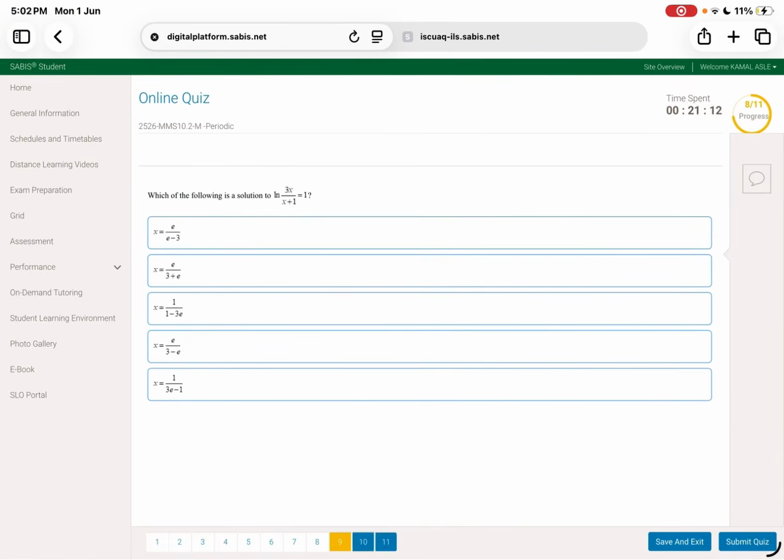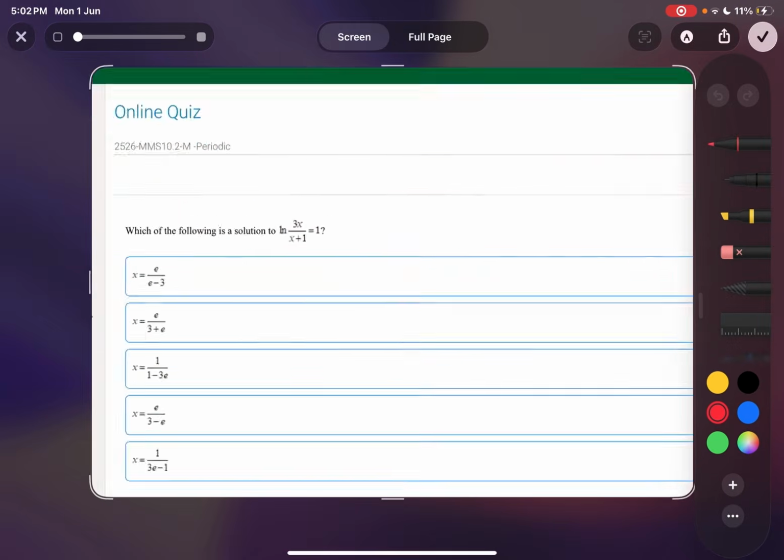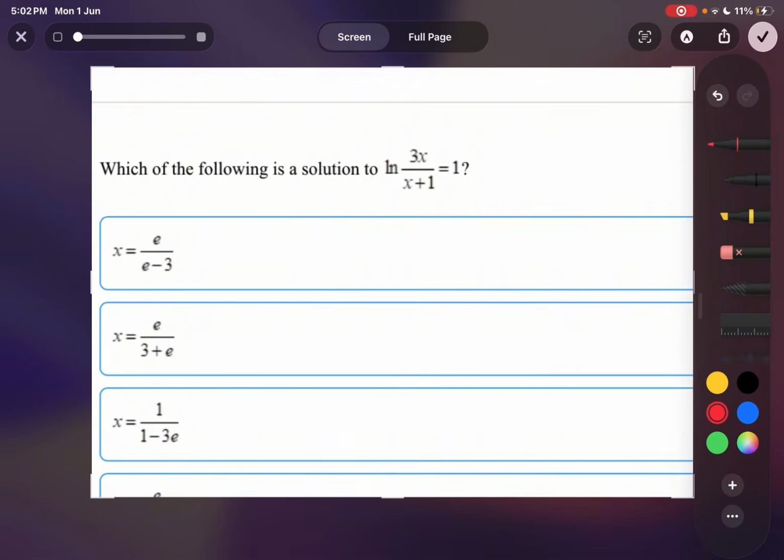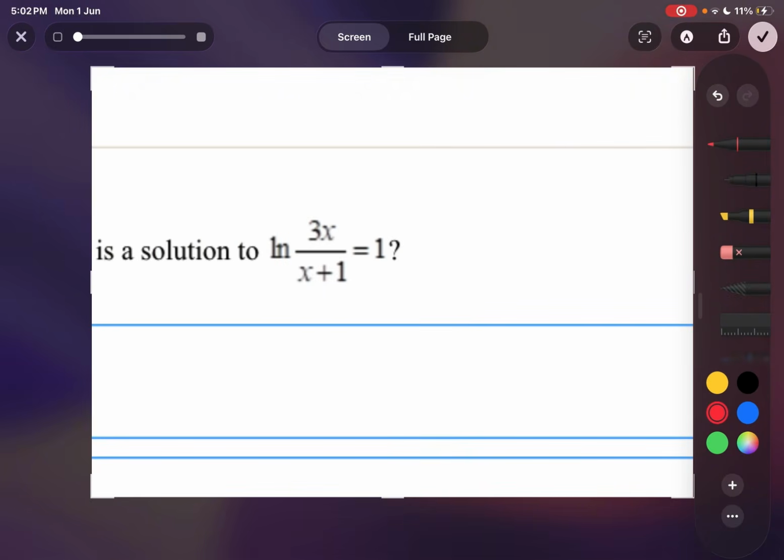Okay, now also this one I told you ln of an expression equal to 1. Here they want it in e, so you take the expression equal to e to the power of whatever it is. So 3x over x plus 1 is equal to e to the power of 1.